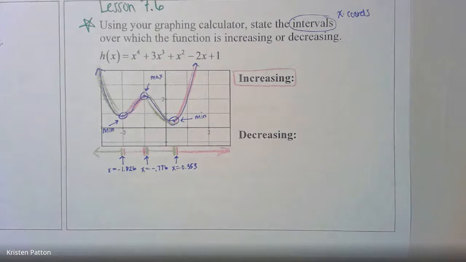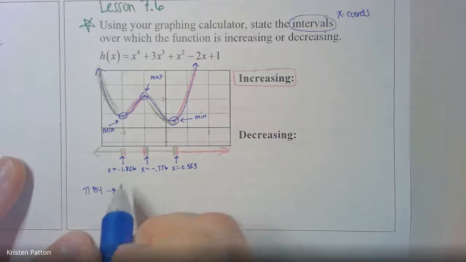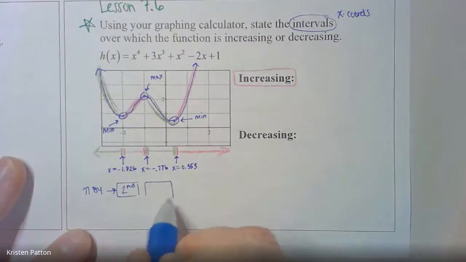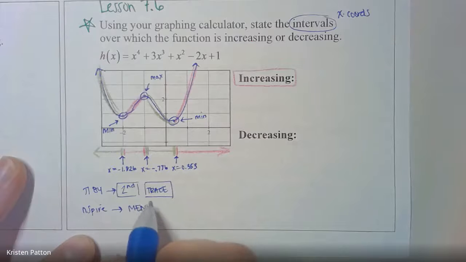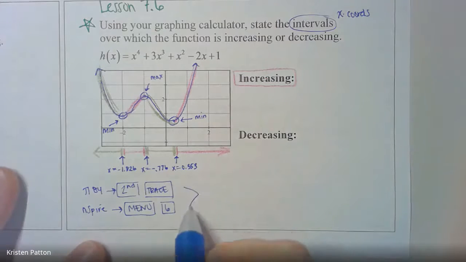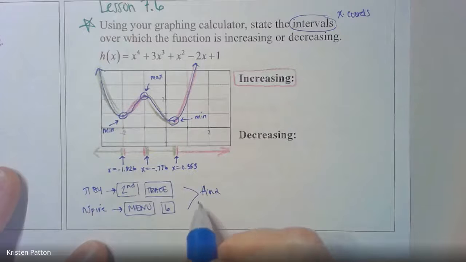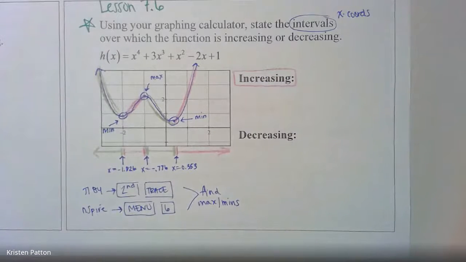Okay, so again, I'm going to write this down. On the TI-84, to find a max or a min, we are hitting second, and then trace. On the Inspire, for those of you that have this calculator, on the graph screen, we hit menu and then number 6. Okay, that's how we find maxes and mins.